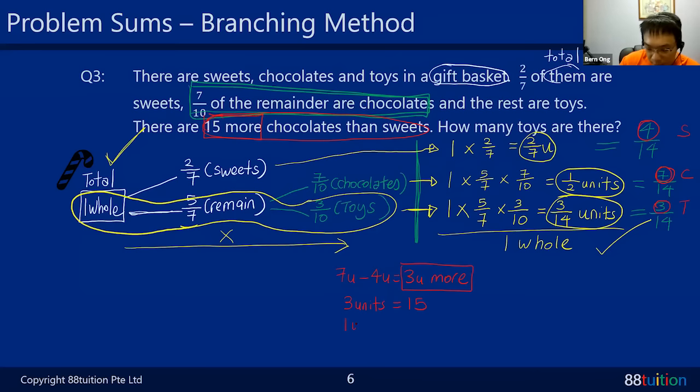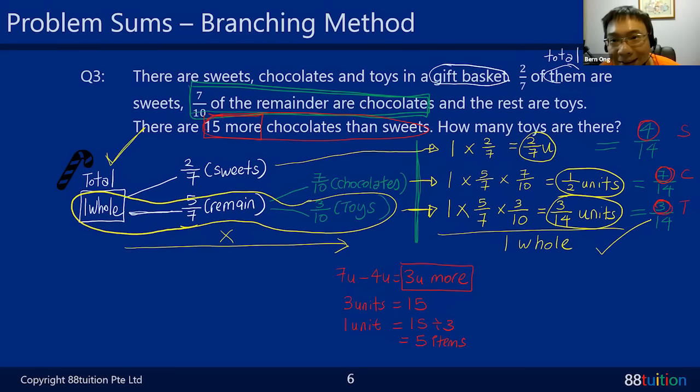So what is 1 unit? Always look for your 1 unit. So 15 divided by 3 is 5. So your 1 unit actually represents 5 items. It can be sweets, chocolates or toys. Look at the question. How many toys are there? Yes, Isra, the answer is 15. Very good. So for toys, we are talking about how many units here? 3 units.